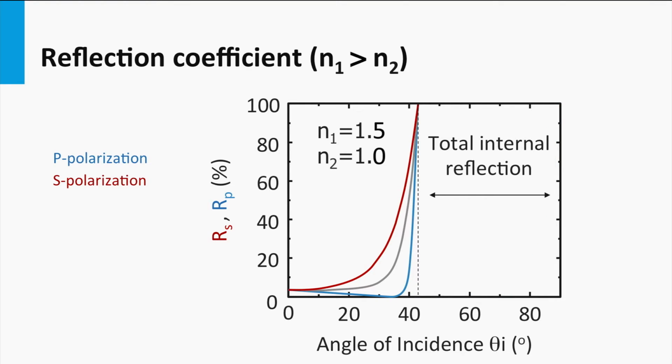If we look at light rays going from a material with a higher refractive index to a material with a lower refractive index, we see that the reflection becomes 100% above a certain angle. This is called total internal reflection and occurs above the critical angle of incidence, which can easily be calculated using Snell's law.